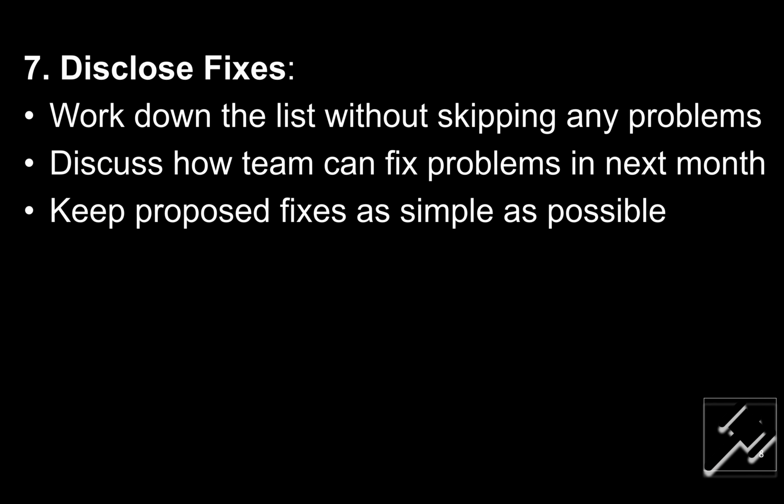Number 7, disclose fixes. Work down the list without skipping any problems. Discuss how your team can fix these problems in the next month or so, and you want to keep these fixes as simple as possible so that you can communicate them easily and they're easily understood and they're ideally attainable.